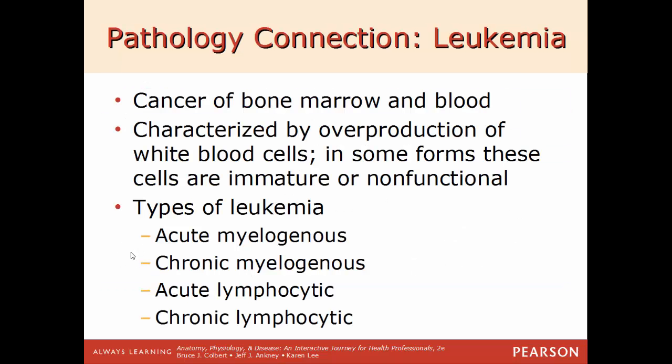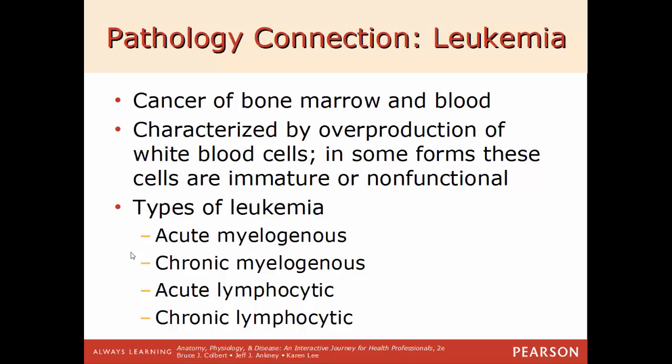All right, now move on to another pathology connection. This one we'll talk about leukemia. Leukemia is a cancer of the bone marrow and the blood that's characterized by an overproduction of white blood cells. Now, in some forms, even though these cells are higher in number, they will be very immature and non-functional. So you would think having a high number of white blood cells would be good, but there are so many of them, most of them don't work properly. So they are in the way of other cells.